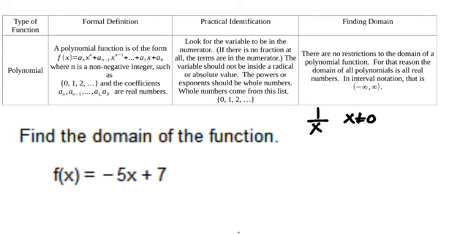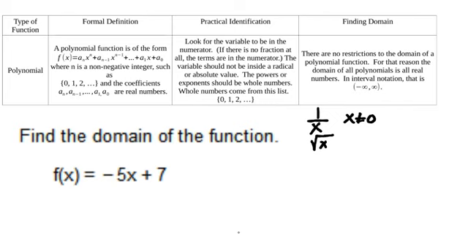That would be a restriction. You could also look for variables underneath a radical, because the square root of a negative gives you imaginary numbers, and that's not in the domain. So when we're looking at the function, we're looking for restrictions like that. This function f of x equals negative 5x plus 7 doesn't have any of those restrictions.